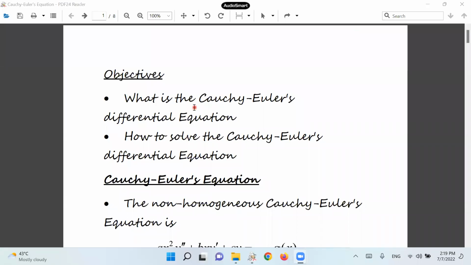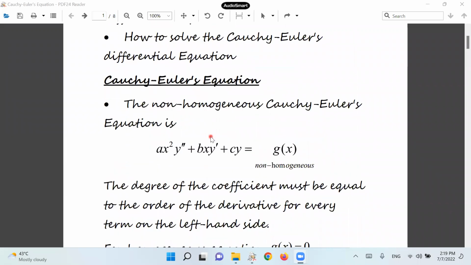This lecture is about the Cauchy Euler differential equation: what the Cauchy Euler differential equation is and how to solve it.